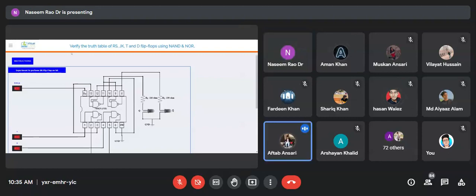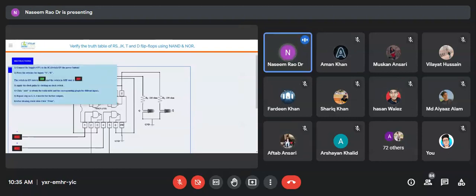So first you have to press this one, instructions. So what do the instructions say? Connect the supply plus 5 volt to the IC, switch on the power button. First of all we connect the battery through this, and next we press the switch for input SR. The switch is on, then switch on states to green, off state is red, and apply the clock pulse by clicking the clock switch. Click the clock button, truth table and corresponding graph input. Repeat steps 2, 3, 4 in order.